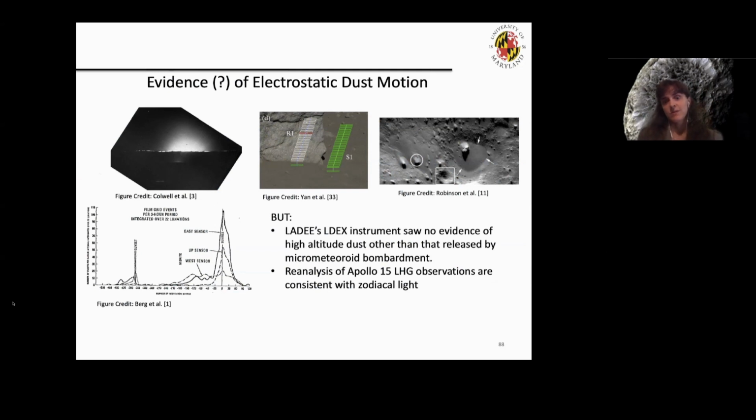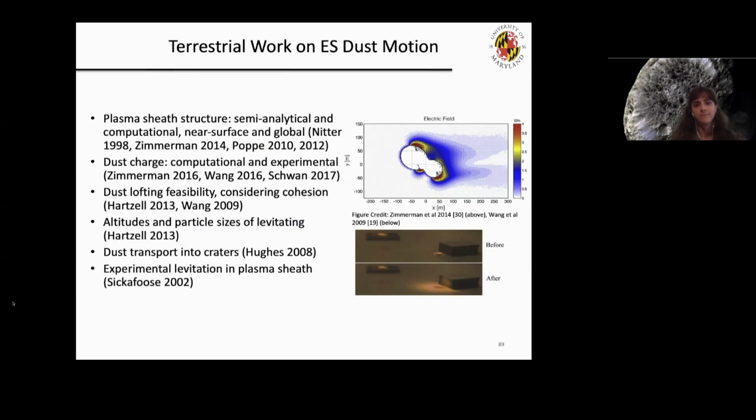There's no direct observations. So the LADEE LDEX instrument saw that there was no evidence of high altitude dust other than what was released by micrometeorite bombardment. And reanalysis of horizon glow observations has suggested that the horizon glow may actually just be zodiacal light. So there's still some controversy about whether or not these processes are active just naturally on the lunar surface, let alone whether or not they will be active when we introduce spacecraft and astronauts. Let's go to the next slide.